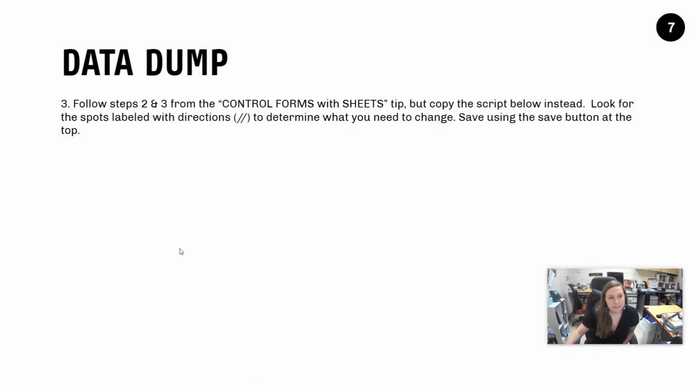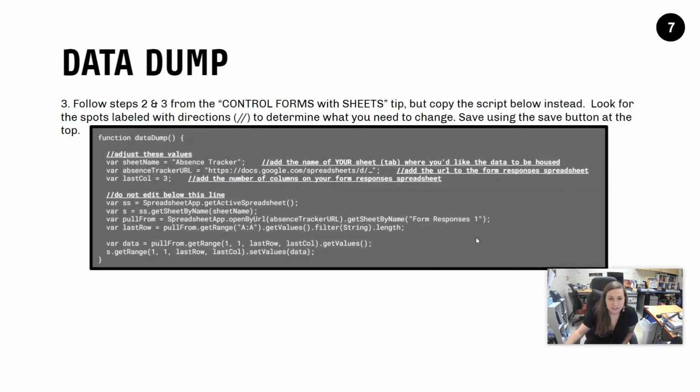Next step is to follow steps 2 and 3 from the control forms with sheets tip, but copy the script below instead. So again, you're going to go into App Scripts under extensions. You're going to delete everything that's there or add to it at the bottom. And you're going to add this script. Again, you don't have to worry about anything underneath that. Do not edit below this line. You're only going to adjust these 3 things.